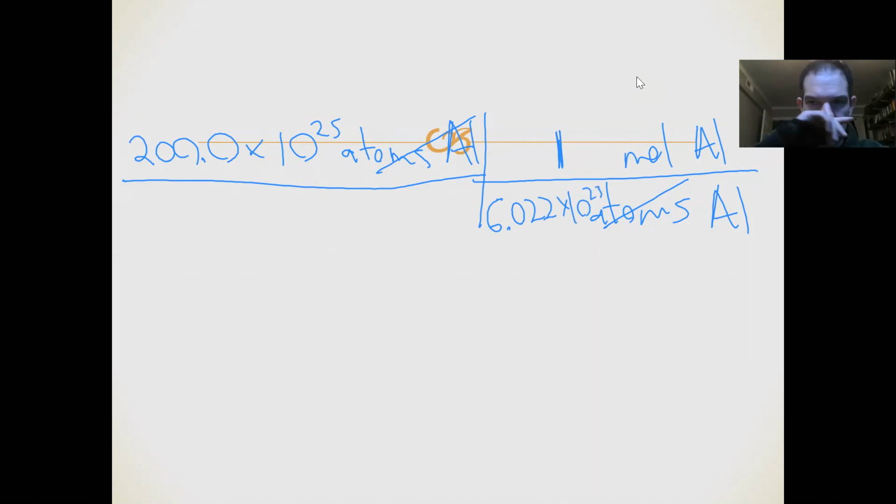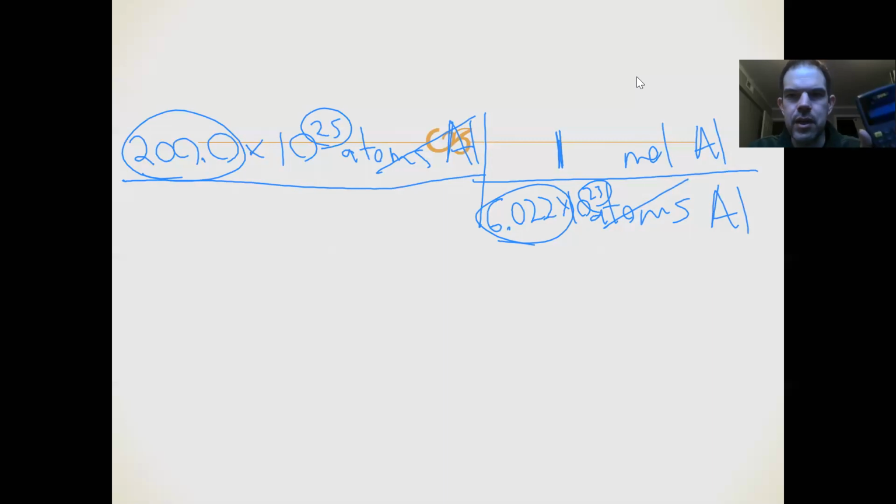Okay. So in this case here, notice we're dividing. And you could take front number divided by front number, which works fine, and then subtract exponents, so you go 25 minus 23. That works. Or you can enter it in your calculator, which is what I'm going to do here: 200, then I'll hit the E button, 25. Then I can go ahead and divide it by 6.022, hit my E button, 23.